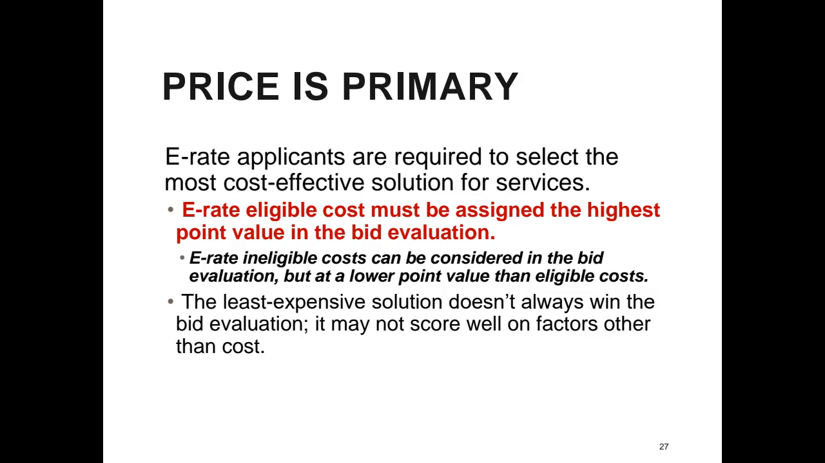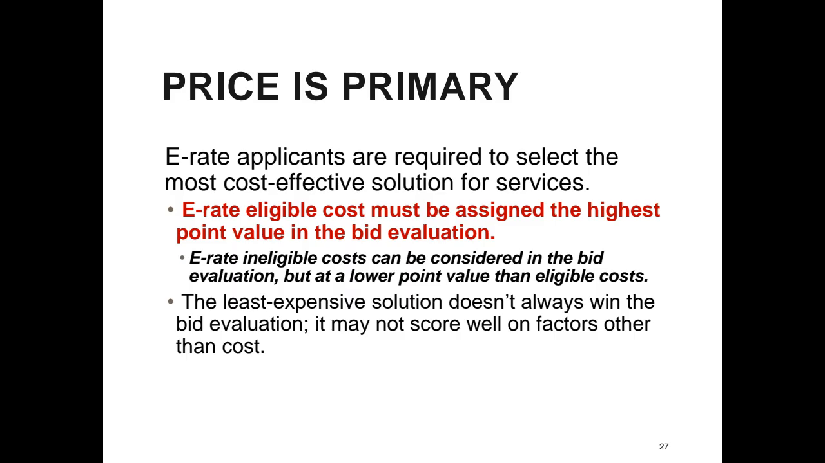All right, when it's time to evaluate the bids, after the minimum required 28 calendar days, you have to make the most cost-effective choice. So that means in the evaluation that the E-rate eligible cost is the primary factor that is most heavily weighted. That doesn't mean that's the only factor, and it doesn't guarantee that the cheapest bid wins. But if USAC were to ask for your bid evaluation paperwork and you hadn't put price as the primary factor, that would be considered a competitive bidding violation and you wouldn't get your funding.